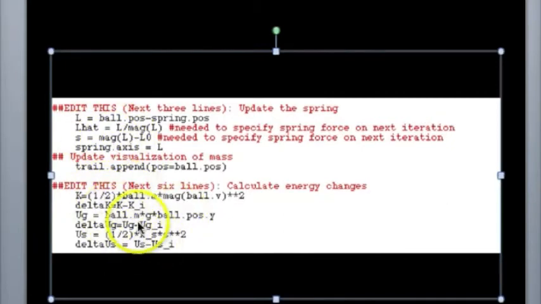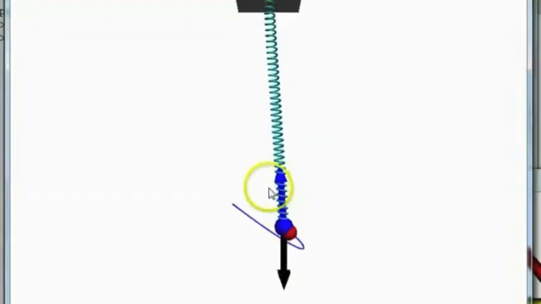Finally, the new energy of the system is updated at the time intervals. All three energies have to be recalculated. The changes are stored and then plotted at each time interval. When the code is run, this is the model that comes out.